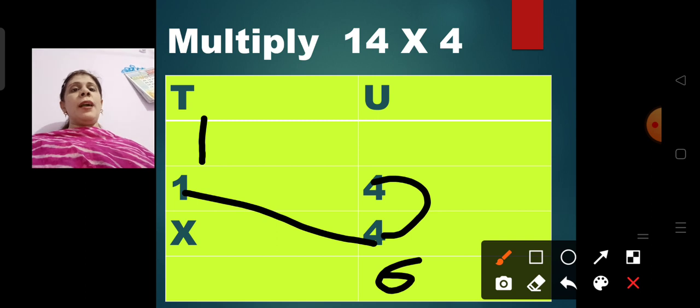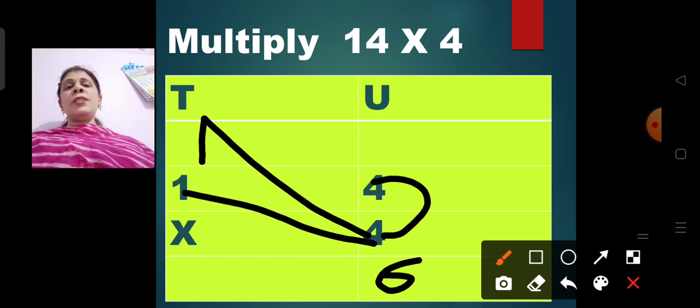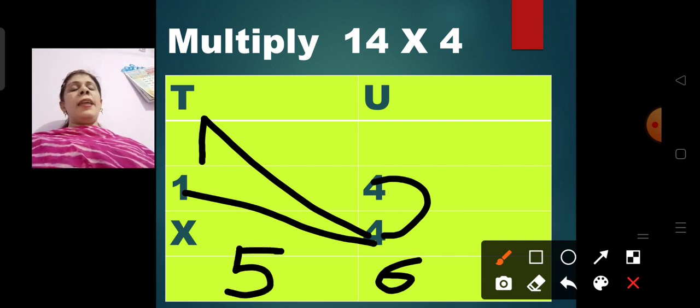Now 1 4 is 4. To that 4 I will add this 1. So 4 plus 1 will become 5. So when I multiply 14 into 4 I get my answer 56. That means 14 4s is 56.